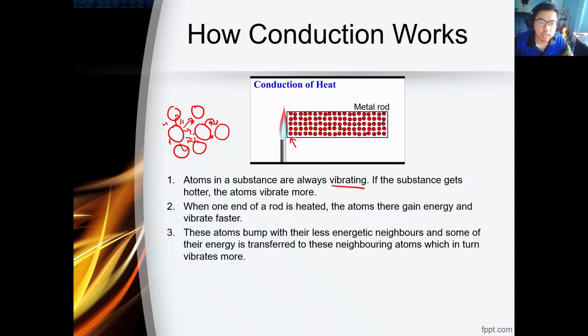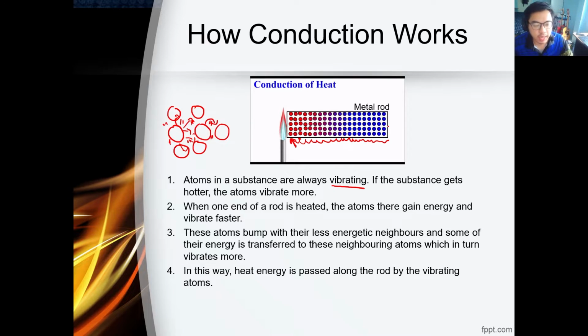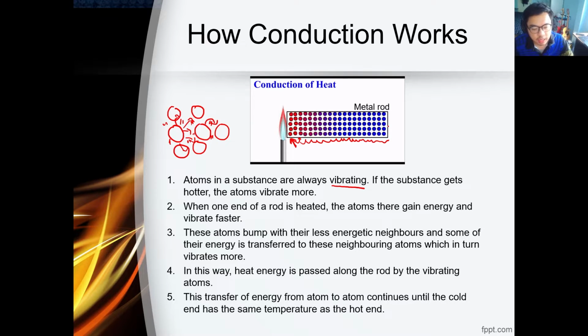So you can see it starts off from one end and then passes on to the next one, and the next one, until all of the particles or all the molecules become energetic, become hot, in other words. So in this way, heat energy is passed along the rod by the vibrating atoms. This transfer of energy from atom to atom continues until the cold end has the same temperature as the hot end.